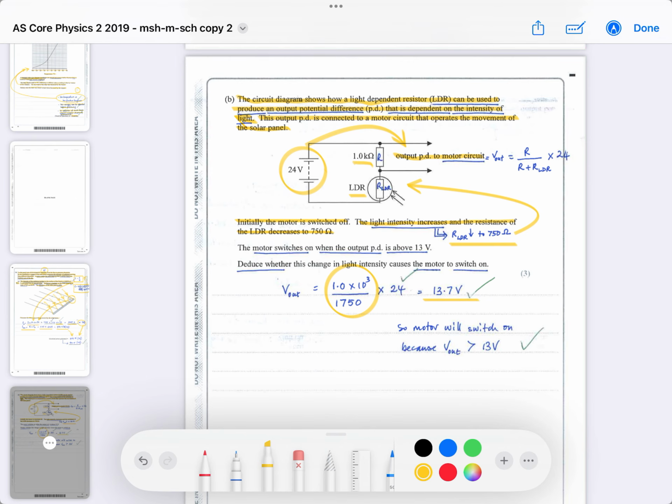And the question is saying the motor switches on when the output voltage is above 13 volts. So you've got to work out whether this change in light intensity causes the motor to switch on. So the answer is yes. So the motor will switch on because the calculated output voltage is 13.7, which is greater than 13, and that will get you the 3 marks.